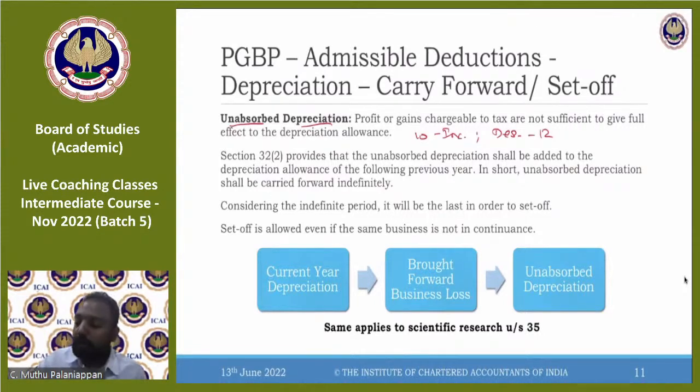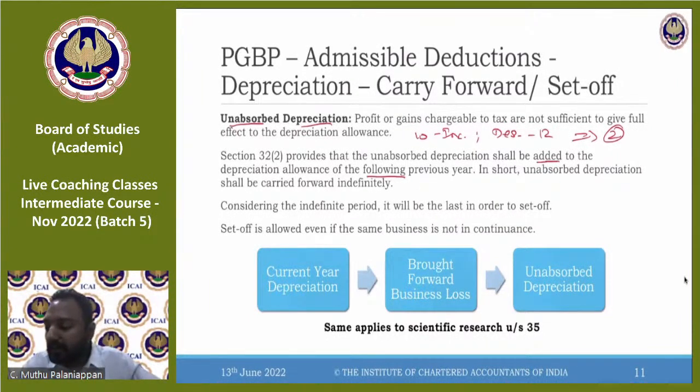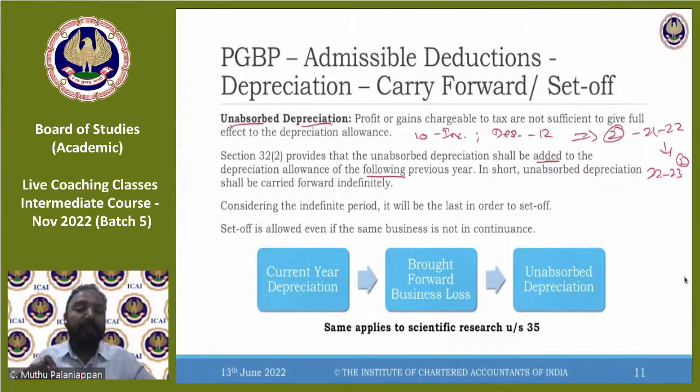In that case, whatever is the difference, in our case it is 2, will be carried forward and added to the depreciation of the following previous year. So if this is relating to 21-22, it will get added to 22-23. In 22-23, this 2 will be added to the depreciation along with whatever was the depreciation for 22-23. That depreciation can be continuously carried forward, and there is no definite period. It is indefinite. There is no limit for carrying forward this unabsorbed depreciation.